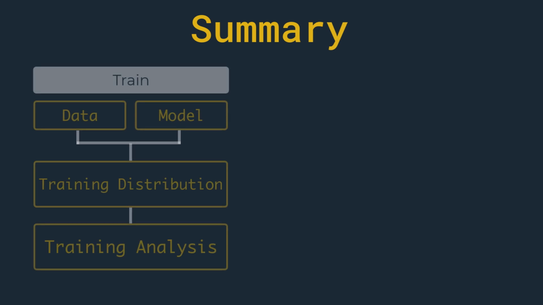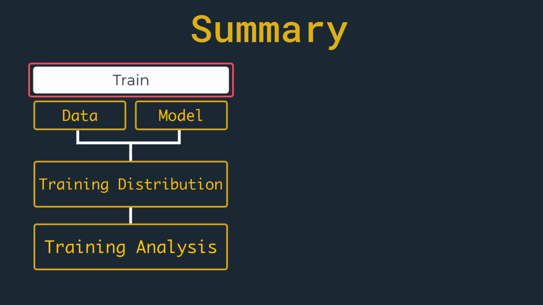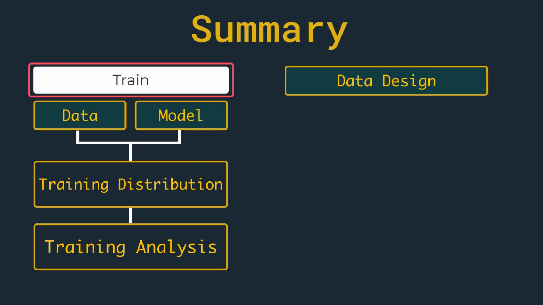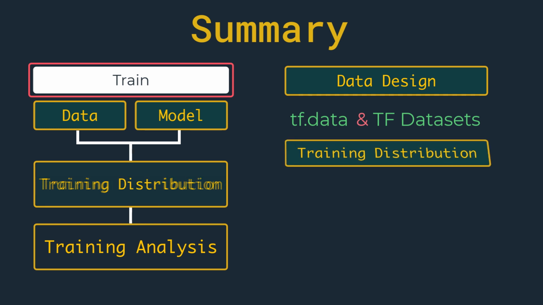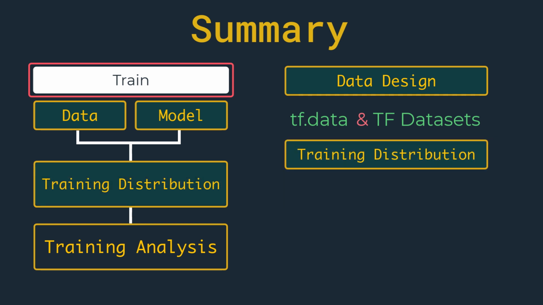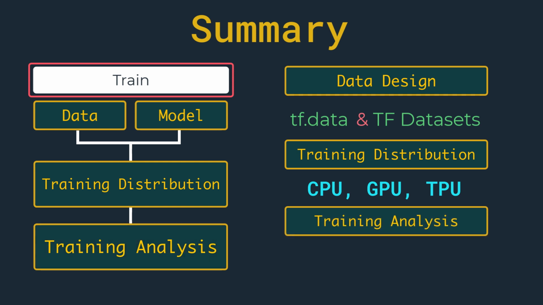Great! We learned a lot. At this stage, we covered the training phase of the TensorFlow platform, where firstly we have two options. The first one is the data design, where we have two modules: tf.data, which provides us all the data-related operations like loading and cleaning the data, and tf.datasets, which provides us more than 100 datasets of different types. Then we have the training distribution strategy, where we can distribute the training on multiple hardware like CPU, GPU, and TPU. And after that, for analysis during the model training, TensorFlow provides us TensorBoard.